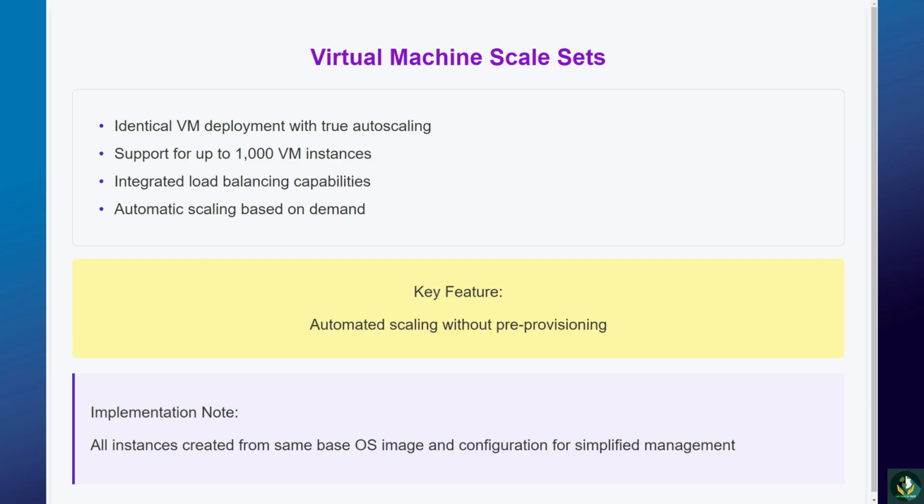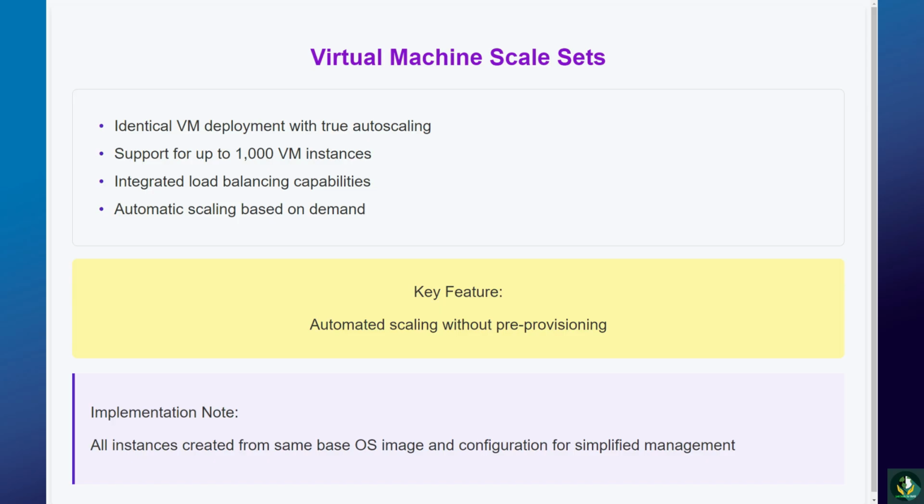Auto-scaling capabilities. Scale sets can automatically adjust the number of instances based on demand. You can define rules based on metrics like CPU usage, memory consumption, or network traffic. Both scheduled and metric-based scaling rules can be implemented. Manual scaling remains available when needed.